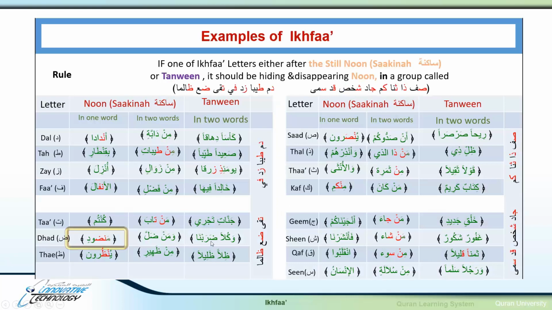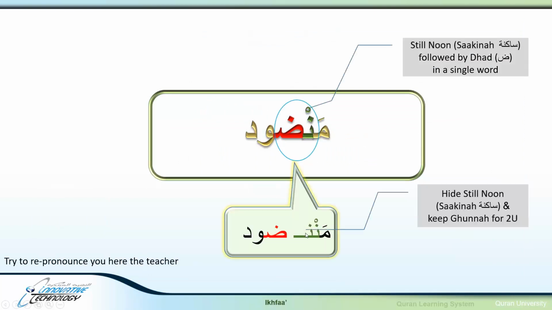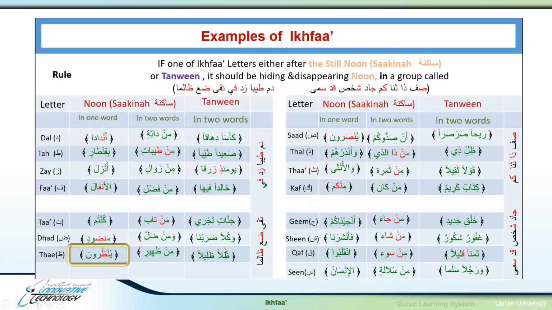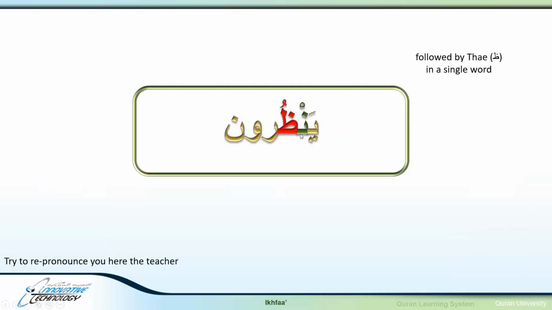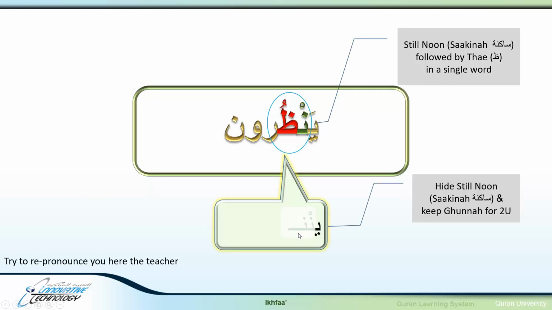Now, one more example, mandud. We have here the nun sakina followed by da in a single word. Now we're going to hide the nun and we're going to apply the ghunna, and it will sound like this. The last example is a dha, dhalima. Here we have a nun sakina with a dha in a single word, and if we want to hide the nun sakina and we keep the ghunna, it will sound like this.